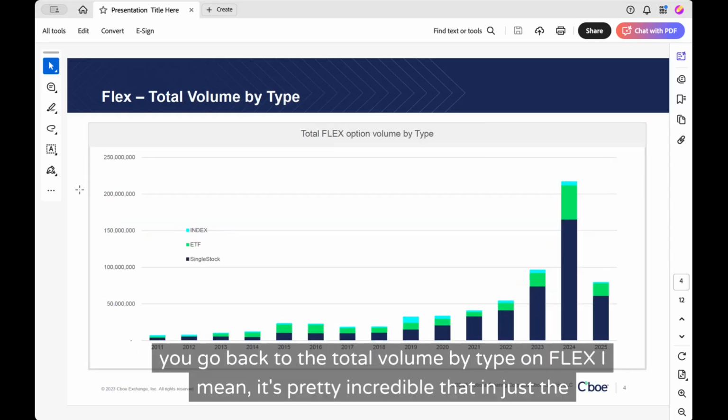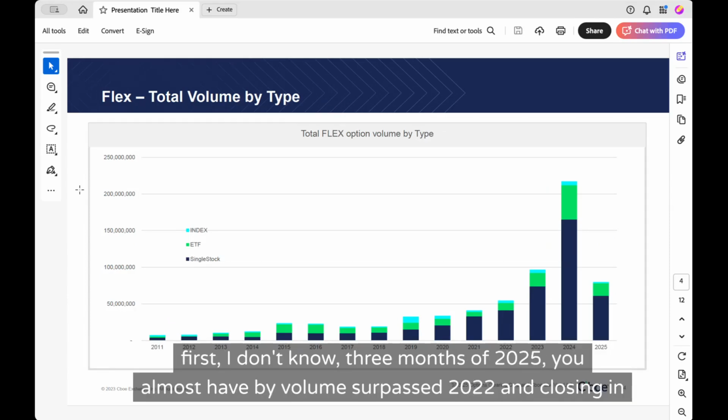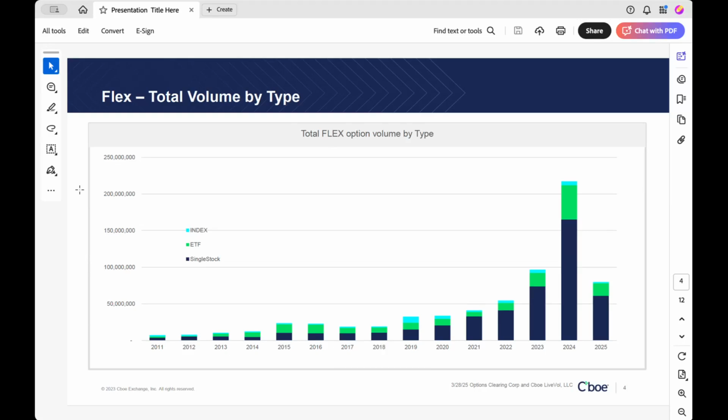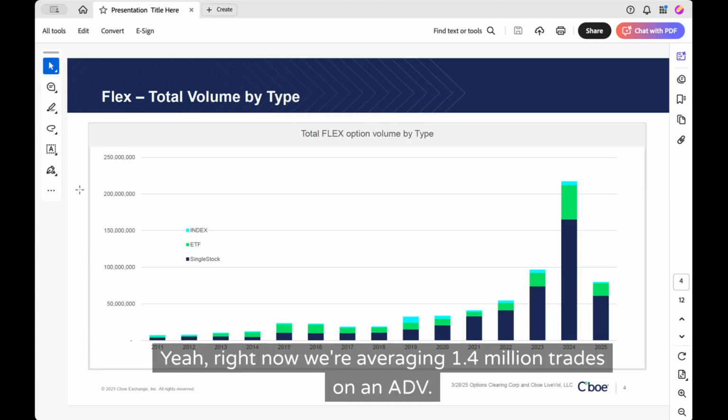If you go back to the total volume by type under Flex, it's pretty incredible that in just the first 3 months of 2025, you almost have by volume surpassed 2022, and 2020. Yeah, 100%. Right now we're averaging 1.4 million trades on an ADV.